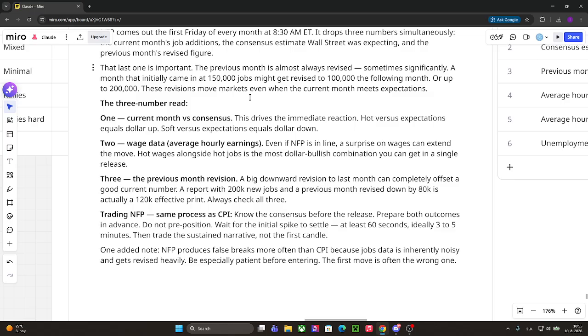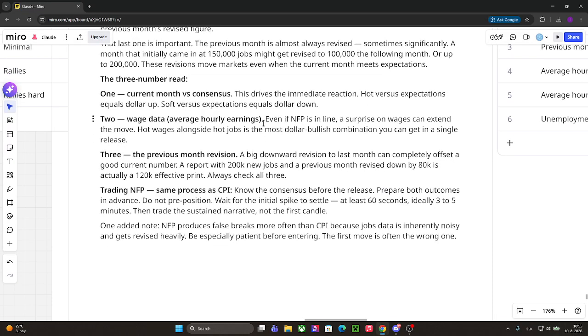2. Wage data. Average hourly earnings. Even if NFP is in line, a surprise on wages can extend the move. Hot wages alongside hot jobs is the most dollar bullish combination you can get in a single release.